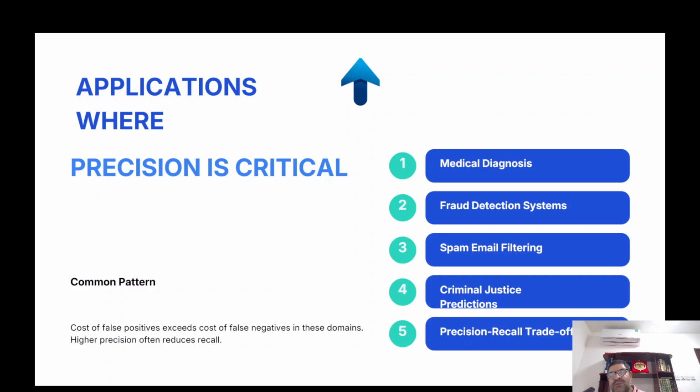Why does the cost of false positives exceed the cost of false negatives? So what will false positives be telling us? The cost of false positives exceeds the cost of false negatives. In these domains, having higher precision often reduces the recall. Okay, higher precision will be reducing the recall, but in these areas, false positives.